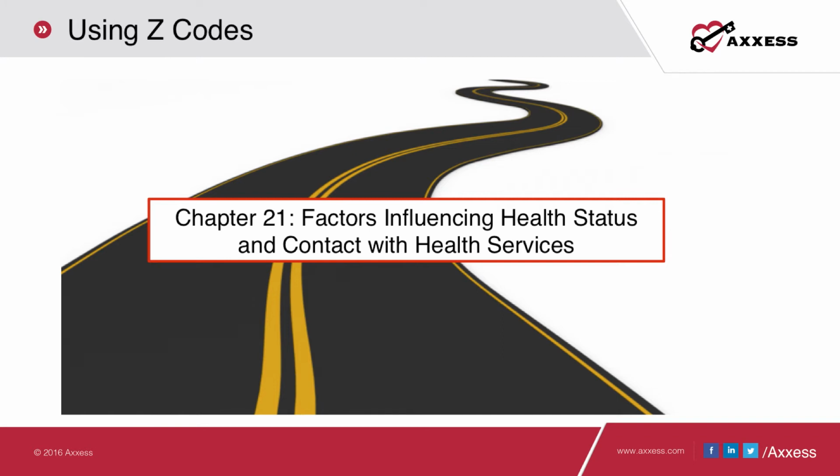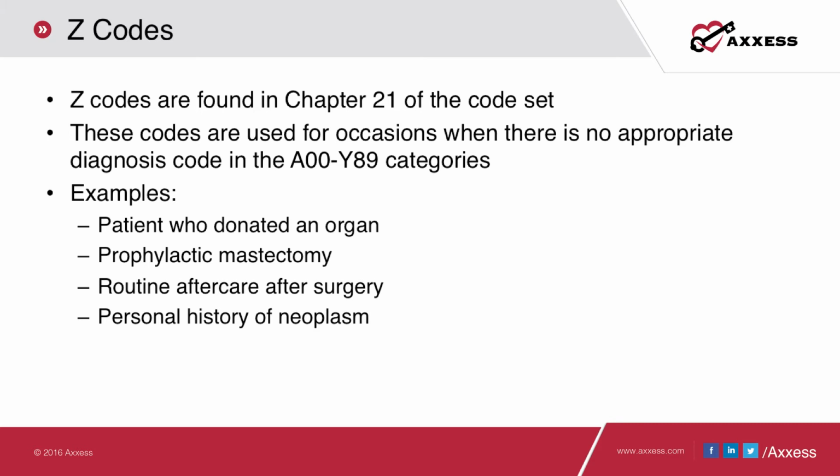Not every code in this chapter is used commonly by home health. So we're going to start talking about the Z codes and status codes that are commonly used and how we apply those. These codes are used when there's no appropriate diagnosis code in the A00 to Y89 code categories. For example, if you have a patient who donated an organ, or they had a prophylactic mastectomy, or they're having routine aftercare after surgery, or maybe even a personal history of a neoplasm, those are the types of codes that come from Chapter 21 here.